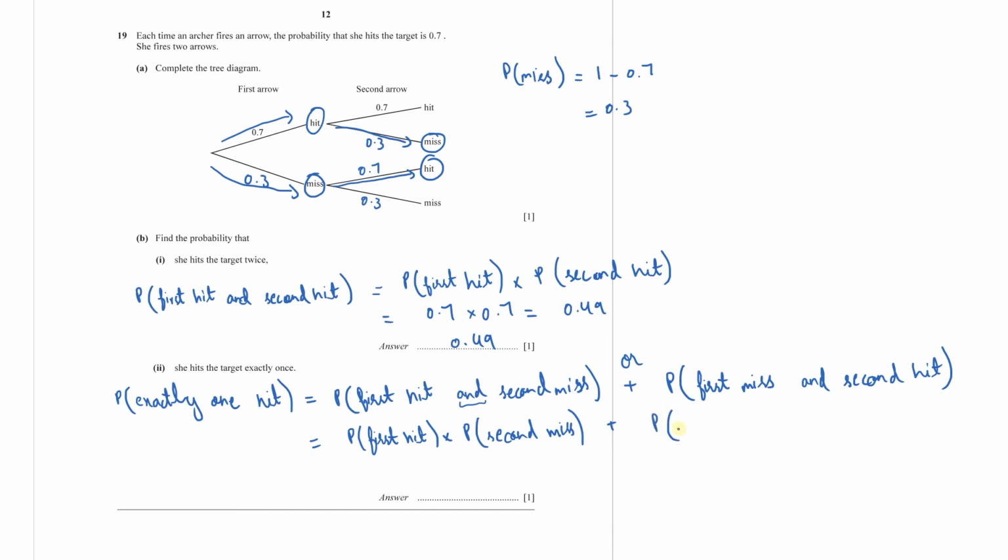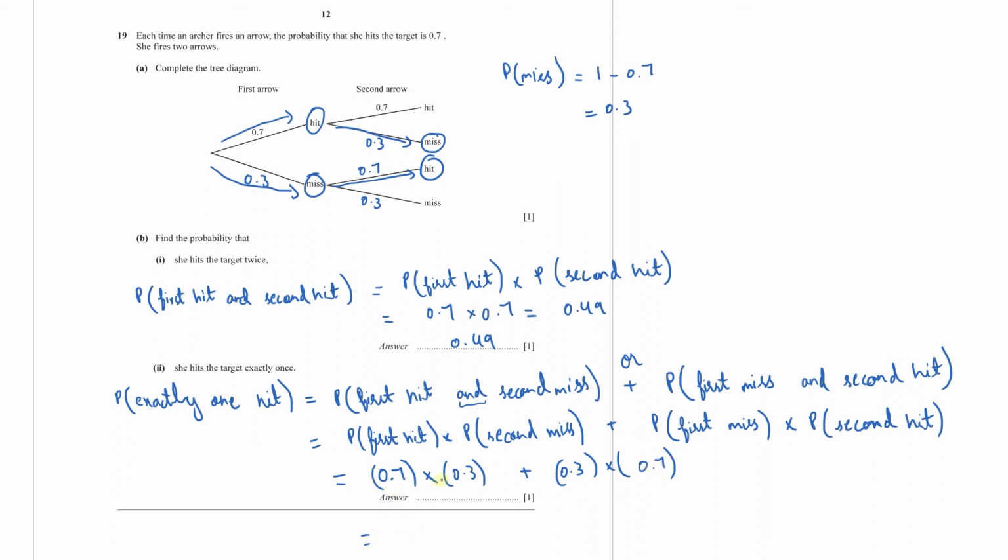So the probability of first miss multiplied by the probability of second hit. So now what is the probability of first hit? 0.7, and then multiplied by the probability of second to be a miss, which is 0.3, plus the probability of first miss is 0.3, and then multiply by the probability of second hit is 0.7.